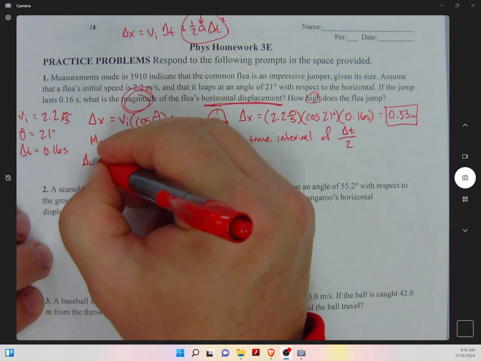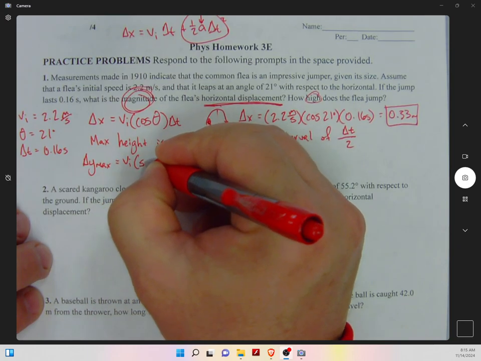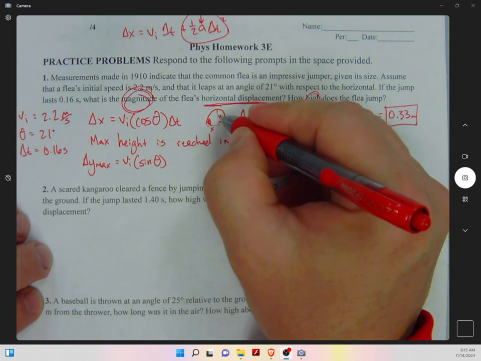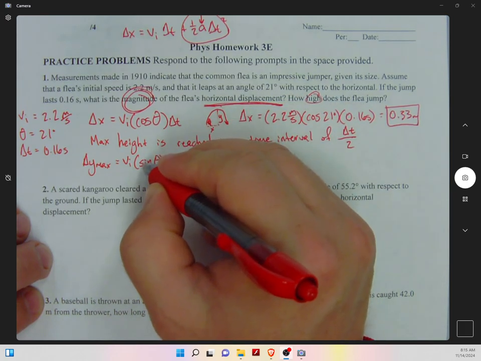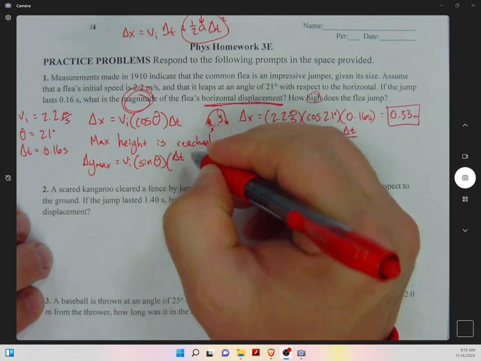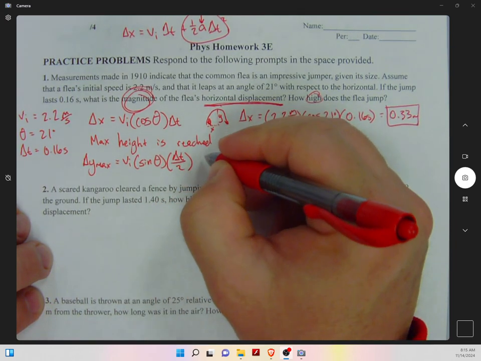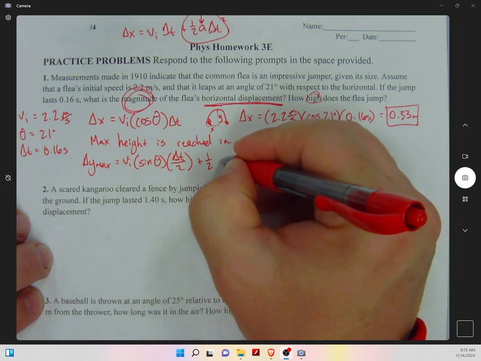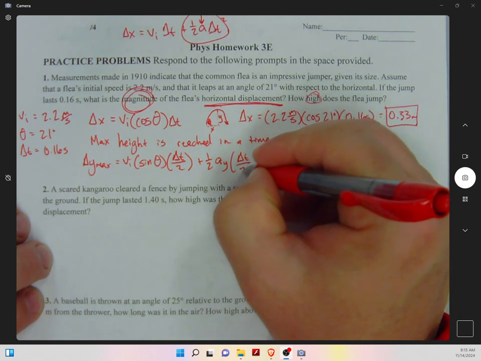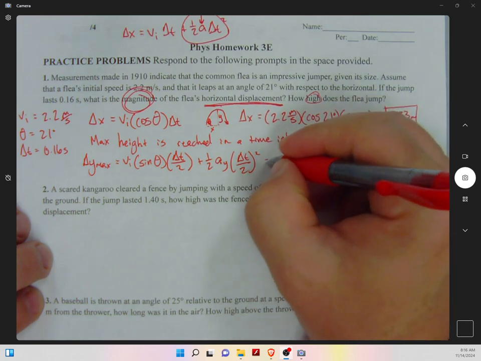So my y max is going to be initial velocity times the sine of theta, because now we're looking at the y component, so that's now opposite the angle. So sine is opposite over hypotenuse. And then for this time interval, the time interval for y max, that's going to be delta t half plus 1 half the acceleration in the y direction. Again, half delta t, and all that gets squared. Okay?